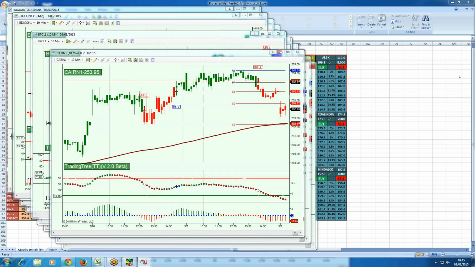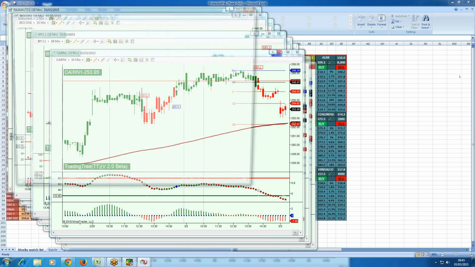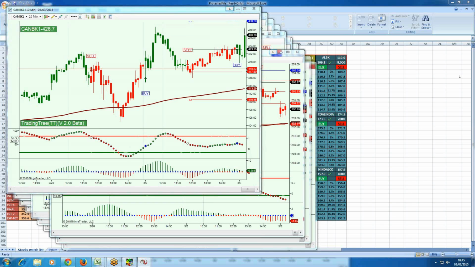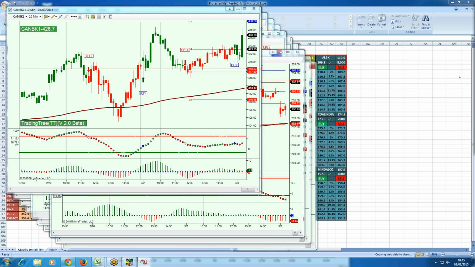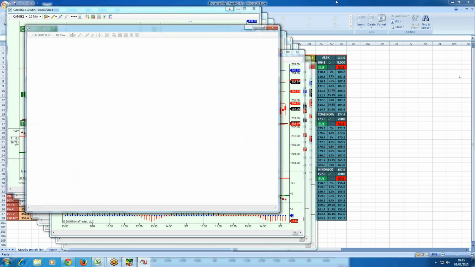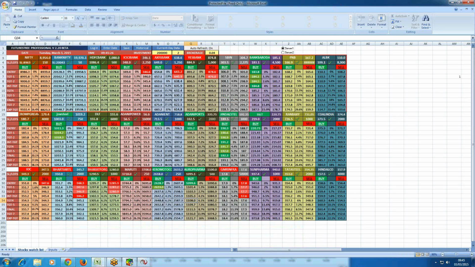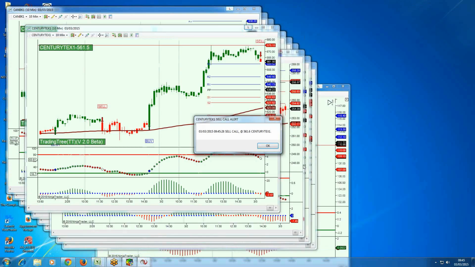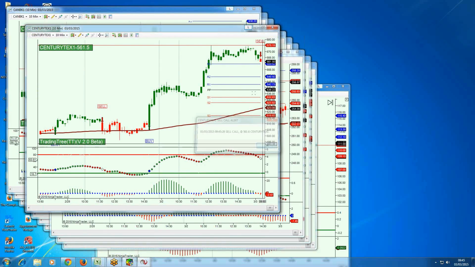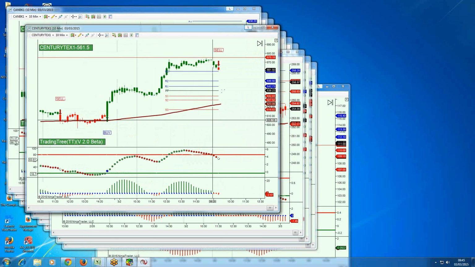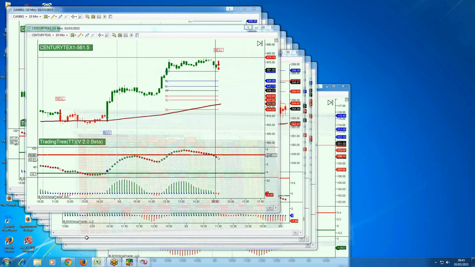VPCL, we have a sell call. So most of the PSU banks are doing good. So what you can actually do is pair them in a group. We have a sell call in Century Textiles. We'll come back to these trades, and I'll show you how to trade with the Tradingtree.